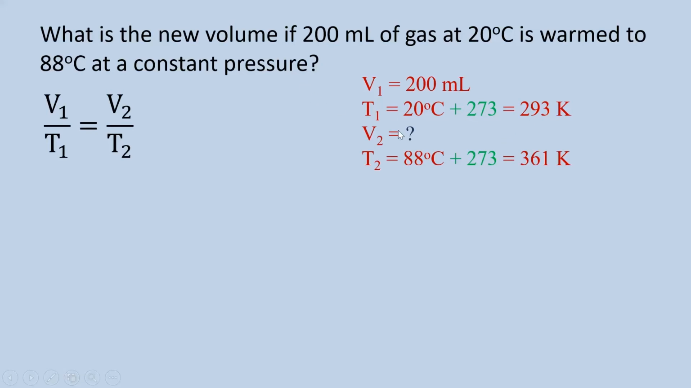Then our volume 2, that's what we're looking for. And then 88 degrees Celsius is our final temperature. We have to change that to Kelvin too, so plus 273, 361 Kelvin. Okay, with that in mind, if you haven't gone on yet, try to plug these in and get to a final solve, and then compare your answer to me. Because the more you practice typing these into your calculator and working with the variables, the easier they become. So we'll get back to you in about 5 seconds.